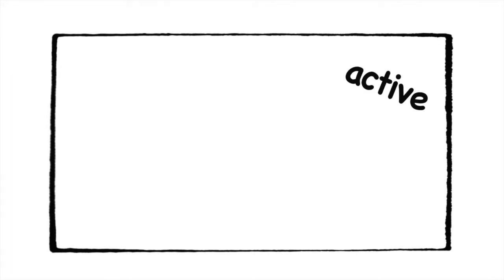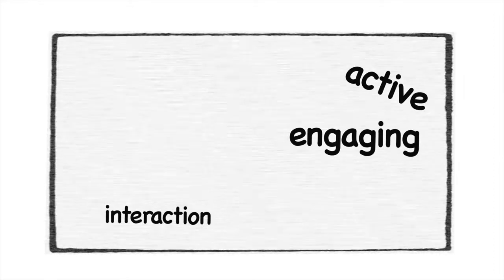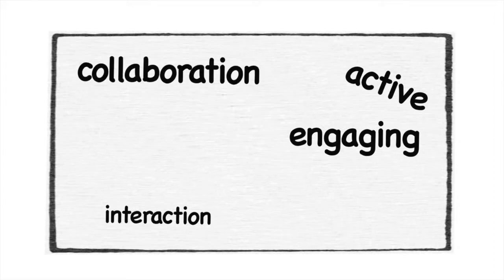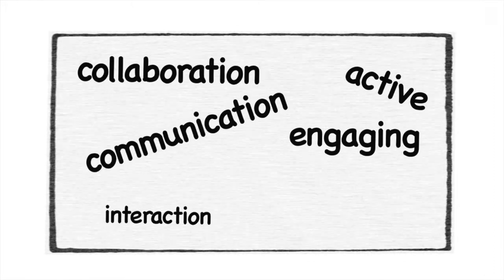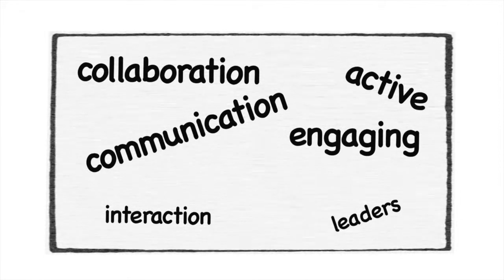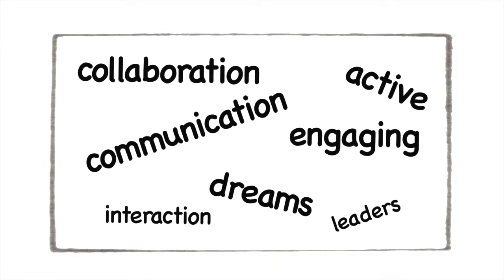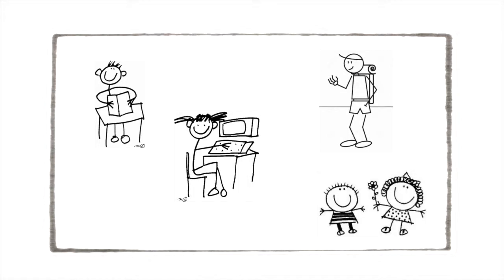For me, an ideal learning space is active and it's engaging. There's noise, there's interaction, there's collaboration, constant communication. You see leaders. You see dreams. Mistakes are okay. There's variety. No one student is doing the same thing. No one student is learning in the same way.